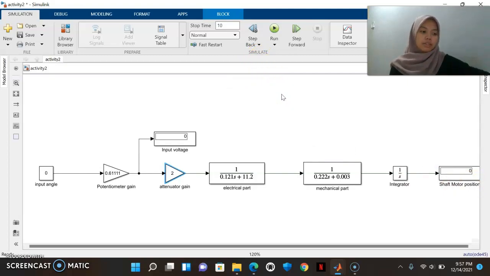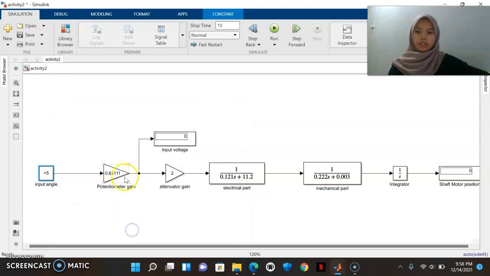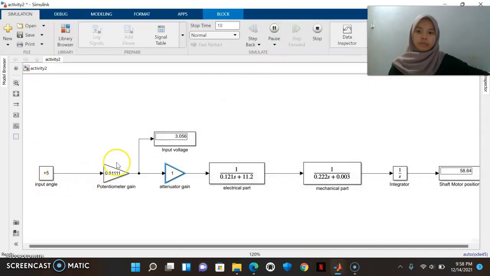And lastly, we need to set the input angle for anti-clockwise and clockwise for 5, 10 and 360 with the alternator gain 1, 5 and 8. For this, I will just use 5 for input angle. So positive 5 shows the clockwise, and the alternator gain is 1. The input voltage is 3.056 and the shaft motor position is 58.64, which is very large.